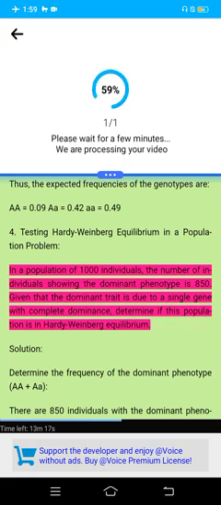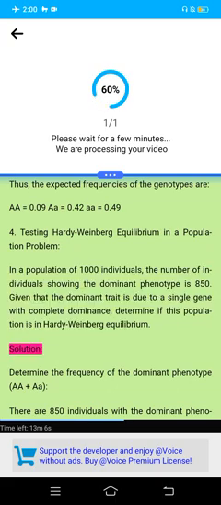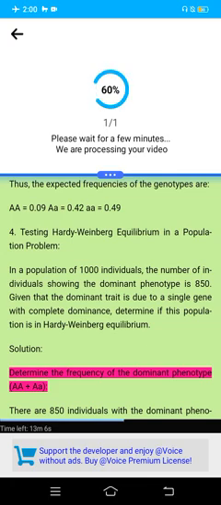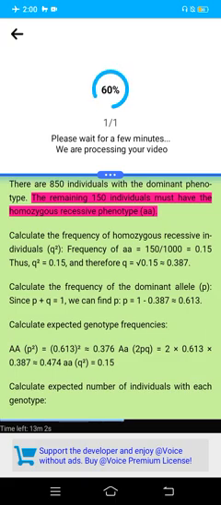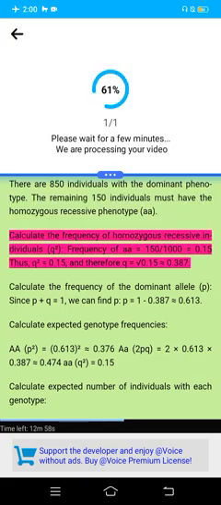Problem: In a population of 1,000 individuals, the number of individuals showing the dominant phenotype is 850. Given that the dominant trait is due to a single gene with complete dominance, determine if this population is in Hardy-Weinberg equilibrium. Solution. Determine the frequency of the dominant phenotype, AA plus Aa. There are 850 individuals with the dominant phenotype. The remaining 150 individuals must have the homozygous recessive phenotype aa.